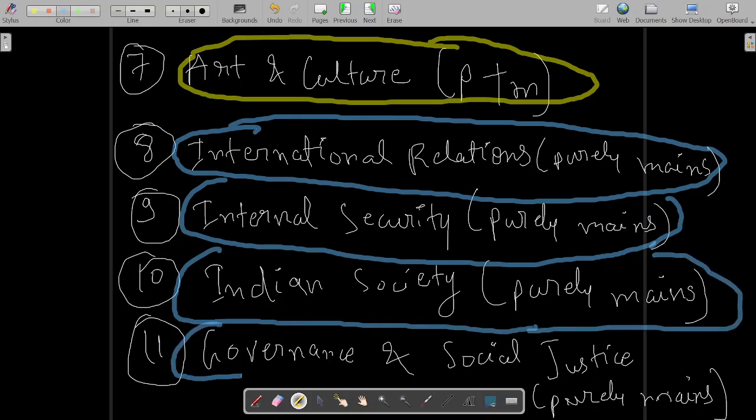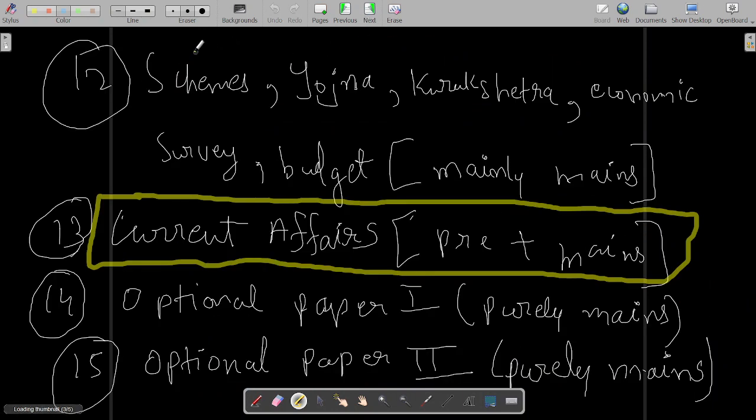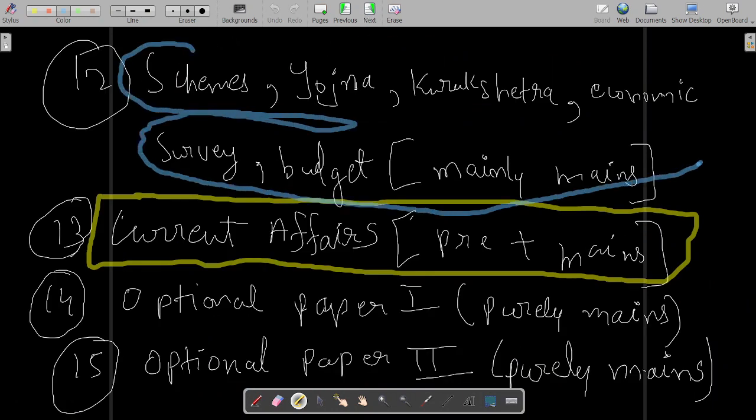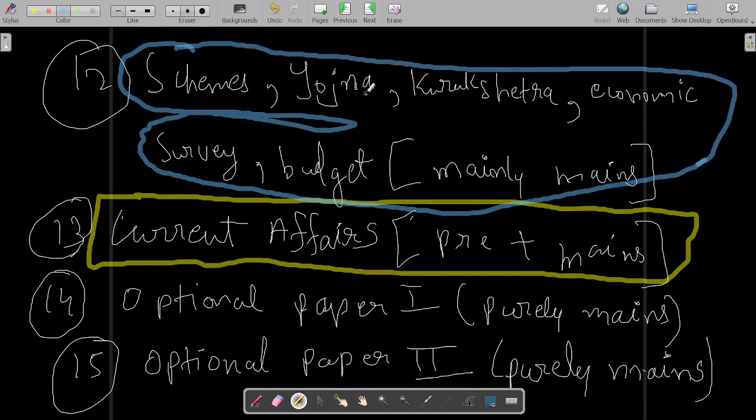Then governance and social justice, which is also purely for mains. Then schemes, yojana, kurukshetra, economic survey, budget, this is also purely for mains. Means one or two questions might be there in prelims, but those will be common sense questions. Those things do not require any deep knowledge of this particular subject. Then this is also purely for mains.